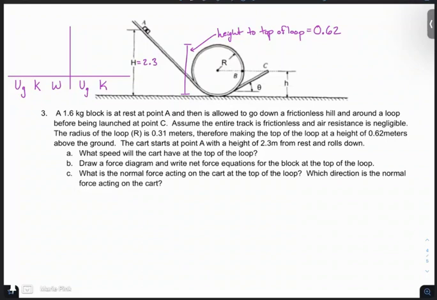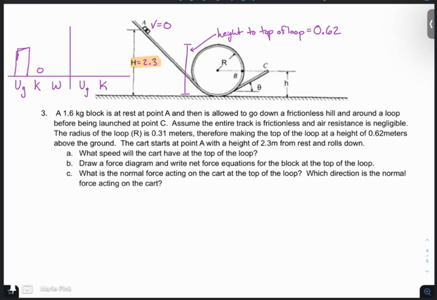Alrighty, for number 3 on the conservation of energy test, we have a little bit of a different circumstance where we have a cart going down a hill and it needs to go around a loop. So the first thing to notice is that the starting height is 2.3, which means that we do start with gravitational potential energy, but it's not moving at the top, which means that my kinetic energy is going to be 0. So I have gravitational potential energy, but no kinetic at the beginning.